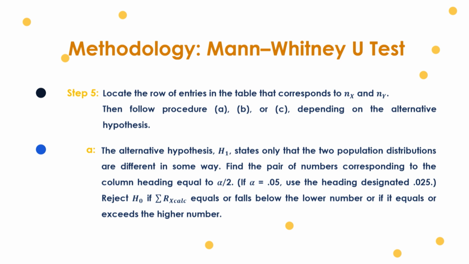First one: the alternative hypothesis states that the two population distributions are different in some way. So, we have to find the pair of numbers corresponding to the column heading equal to alpha by 2, as I told earlier. If we are considering alpha as 0.05, then we will use 0.025, so we have to divide it by 2. Reject H naught if the calculated value, denoted as summation R x calculated, falls at or below the lower number or at or above the higher number. So, we have to check the condition whether it falls within the interval or not.